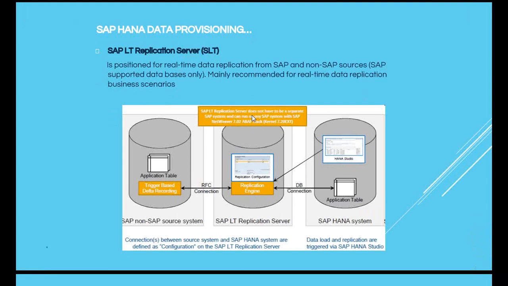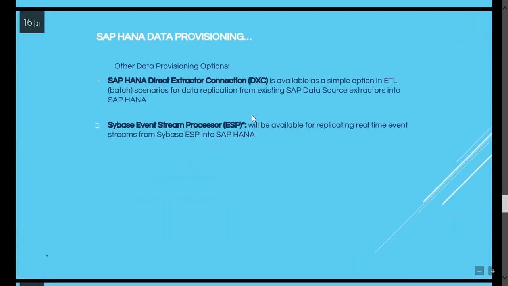Apart from BODS, we have SLT, which is a real-time replication method. This also supports SAP source systems and non-SAP sources, those databases which are supported by SAP. Completely non-SAP sources like Hadoop cannot be connected through SLT to get the data into the HANA database. This is probably used in real-time business scenarios. This also we are going to see in the lab session.